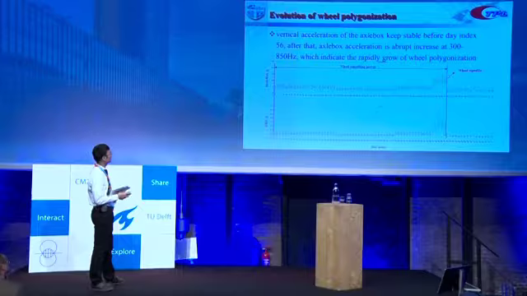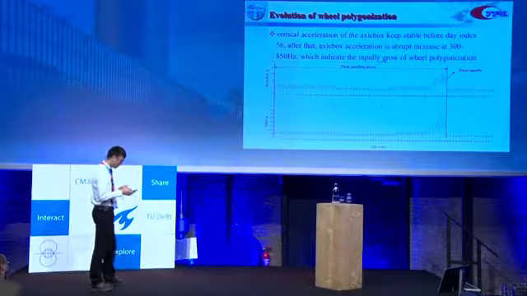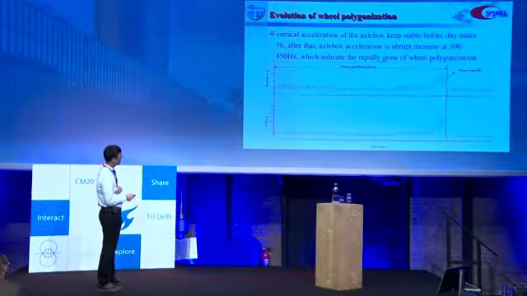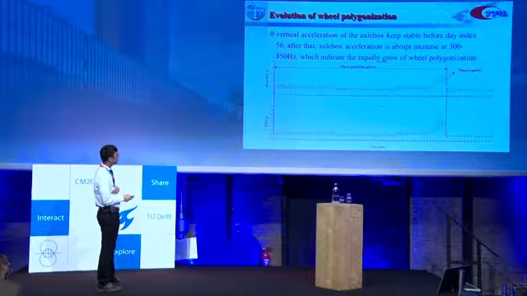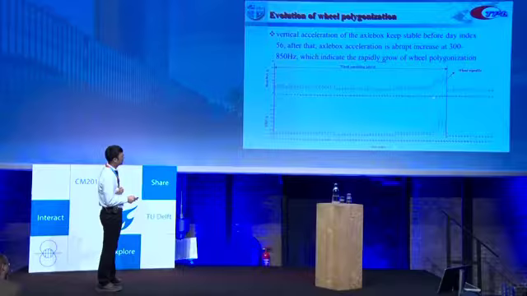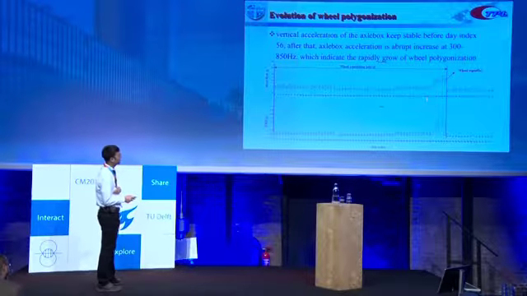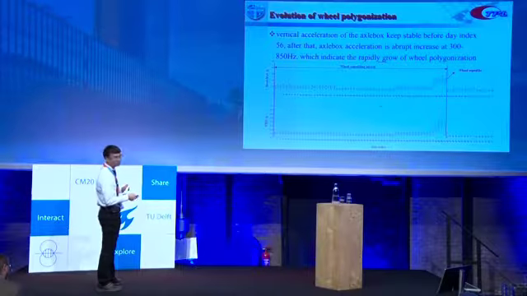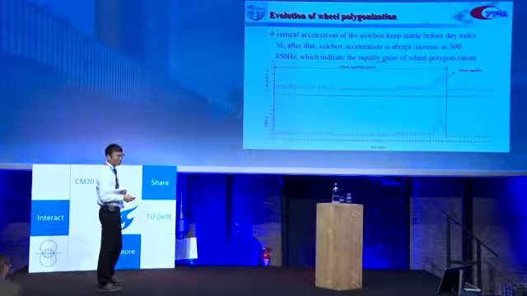And to show the evolution of the wheel polygonization, the vertical acceleration of the box keeps stable in both times of the wheel reprofiling interval. And in the last times, about index 56, it abruptly increased in a very short time. It means the wheel polygonization always generates in a very short time.